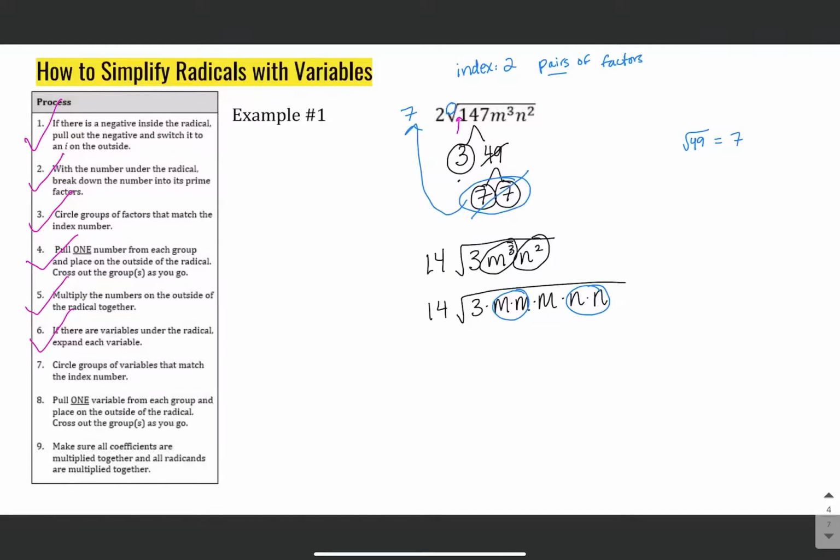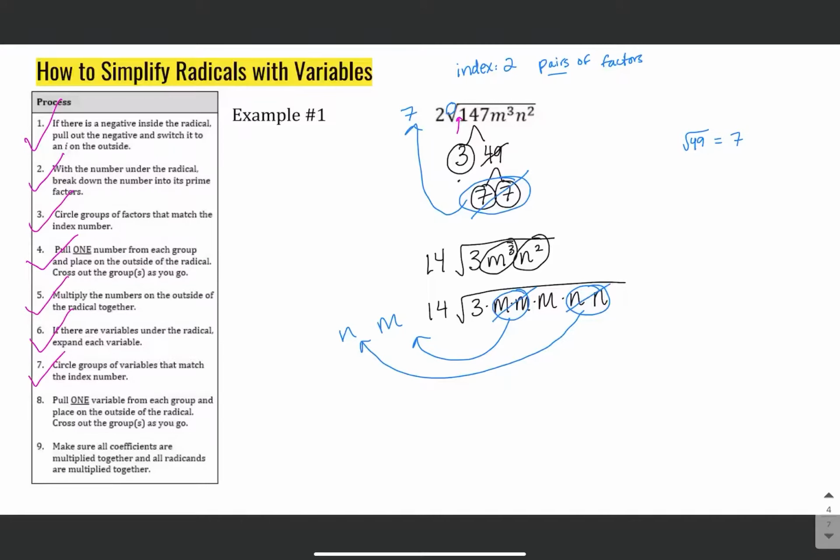All right, so that's step 7. Got that down. Okay. Pull one variable from each group and place on the outside of the radical. Cross out the groups as you go. Okay. Well, let's do kind of like we did with the 7s. All right, I've got 2 m's. So again, I'm going to pull 1 to the outside. Here, let me color code. I'm going to pull 1 to the outside. So m. Cross that out. I've got 2 n's. I'm going to pull 1 to the outside. Cross that out.